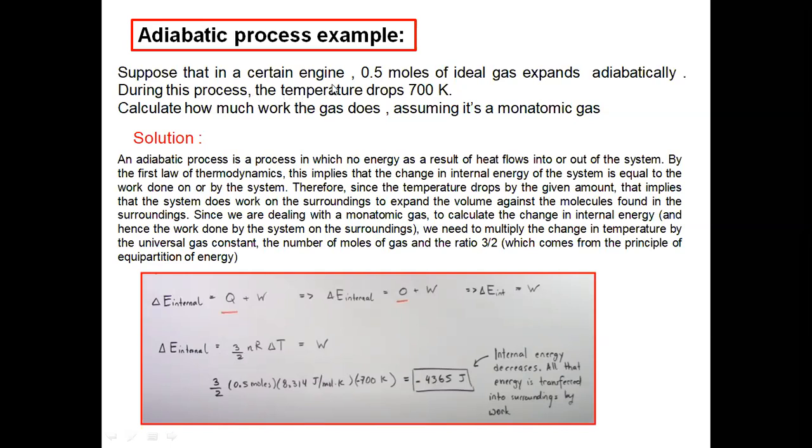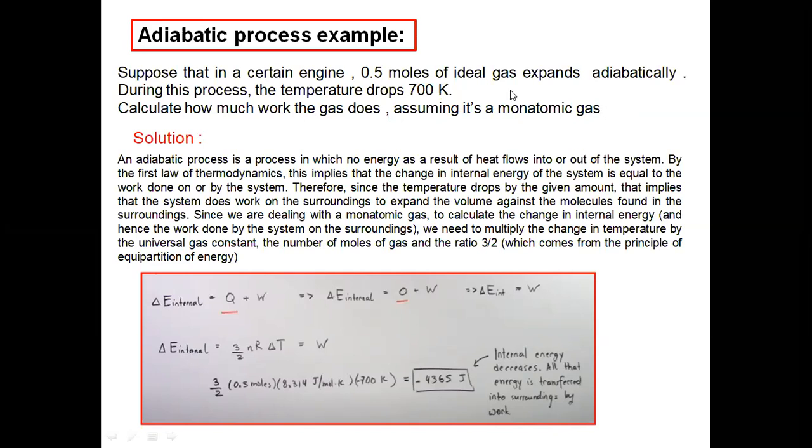Suppose that in a certain engine, 0.5 moles of ideal gas expands adiabatically. During this process, the temperature drops 700 Kelvin. إذا بدنا ننتبه منيح إنه العملية هون expand adiabatically, and the temperature drops يعني نزلت ل 700 كلفن. وبدنا نحسب calculate how much work the gas does assuming it's monoatomic gas.